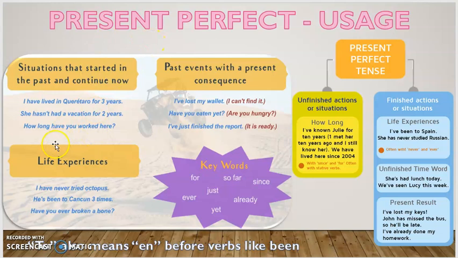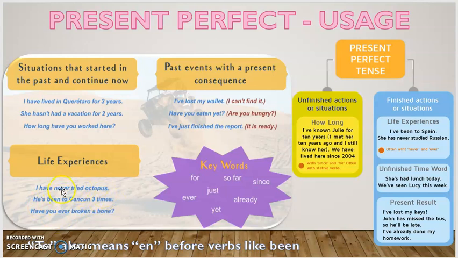Also, we can use the present perfect to speak about life experiences, experiencias de vida. For example, I have never tried octopus. Nunca he probado el pulpo. The other example is he has been to Cancun 3 times. Él ha estado en Cancún 3 veces.